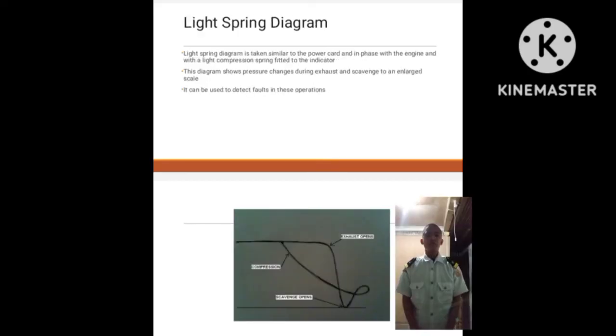This is the light spring diagram, taken in phase with the engine with a light compression spring fitted to the indicator. This diagram shows the pressure change during the exhaust and scavenge at an enlarged scale. It can be used to detect faults in this operation. A light spring diagram is taken when there is suspected irregularity in the exhaust and inlet stroke. It scales and enlarges the deviation in pressure enough to be visible. So the pressure change during scavenging and exhaust can be monitored and required changes can be made.